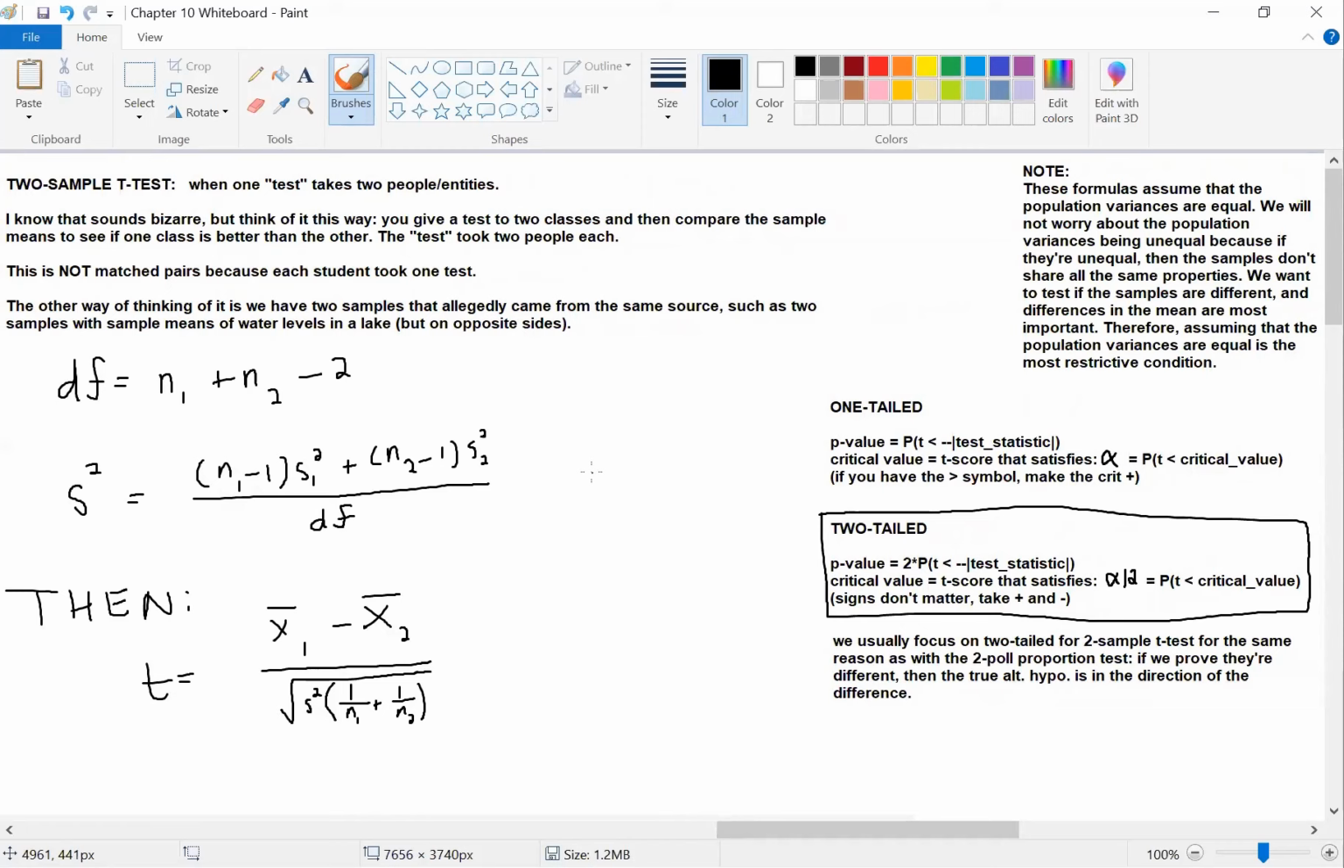Or if you have a machine and you want to see how good the machine is around people, you could have one worker test the machine, have a different worker test the machine. So the test has two different people taking it. And it's not matched pairs because we have one test. So the easy way is matched pairs, one person, two tests; two sample T, one test, two people.